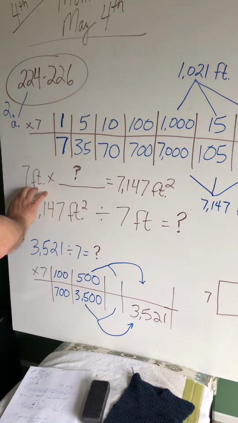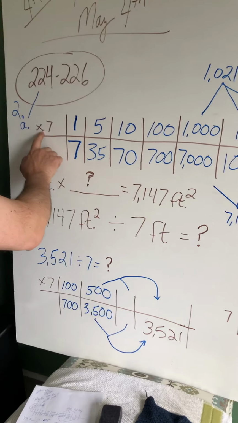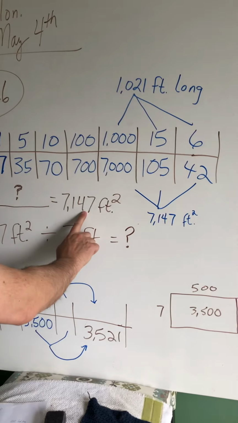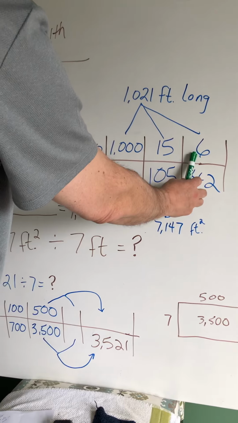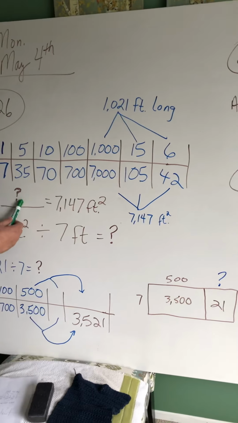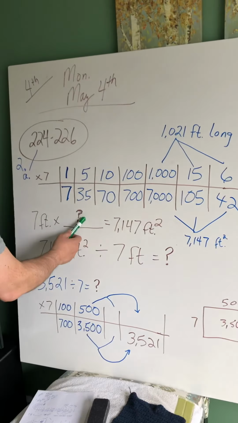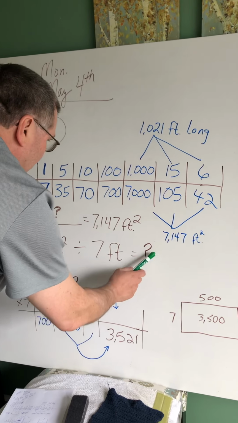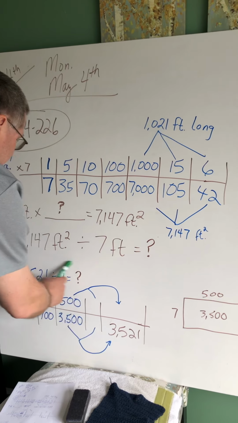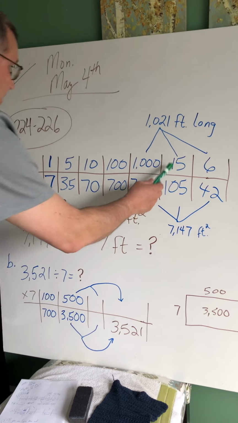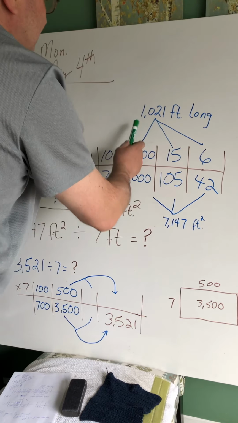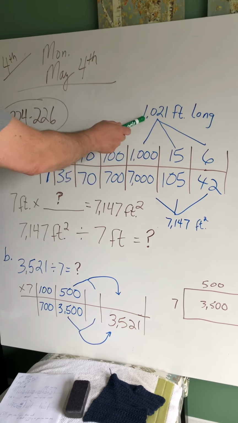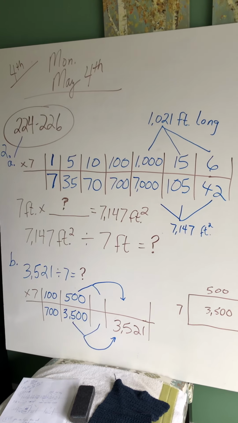So we have this. We have this. So guess what? Up here, this is your answer. Okay? This is the missing factor. Okay? Or the missing quotient in this division problem. Right here. 1,000 plus 15 plus 6. So the length of that path is 1,021 feet long.